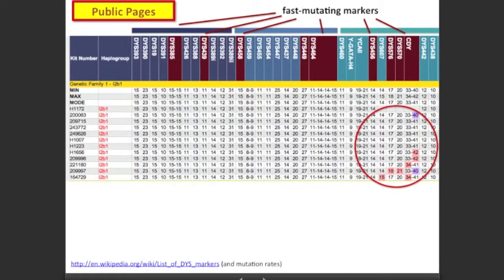Let's look at this second last one. It has a mutation on a fast mutating marker here. This one here, 21, whereas the average is 20, is also on a fast mutating marker, and this one here, 18, is also on a fast mutating marker. So maybe having these mutations doesn't really mean anything in particular. They would be much more relevant if there were 3 mutations on slow mutating markers, because it would take much, much longer for those mutations to occur on average.